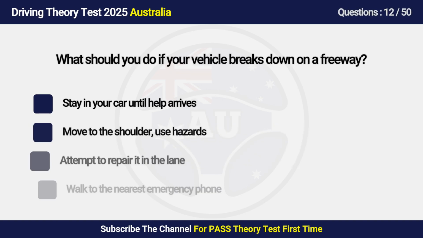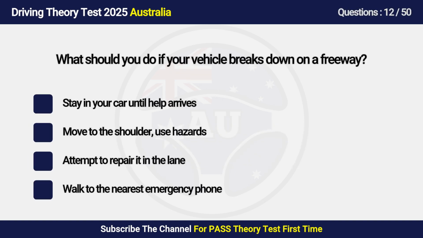Question 12. What should you do if your vehicle breaks down on a freeway? A. Stay in your car until help arrives. B. Move to the shoulder, use hazards. C. Attempt to repair it in the lane. D. Walk to the nearest emergency phone.